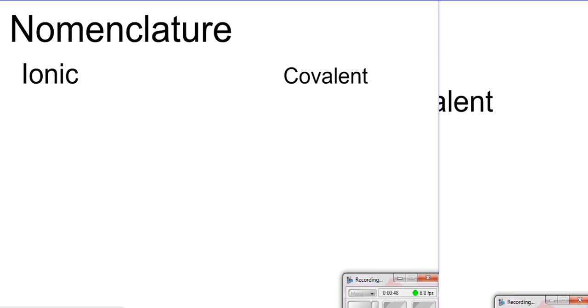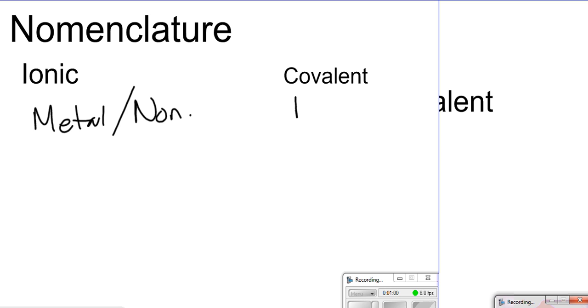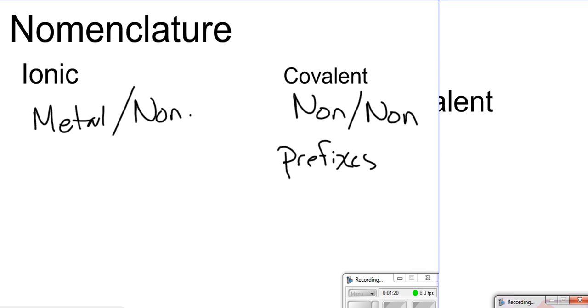So remember that an ionic compound is when a metal gives up electrons to a nonmetal. And a covalent compound is two nonmetals bound together by sharing electrons. And they have different systems of naming. Covalent compounds are the easiest to name. You simply use prefixes to tell you how many of each particular element there are.